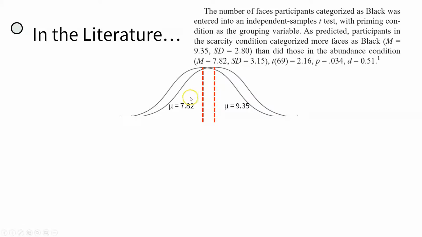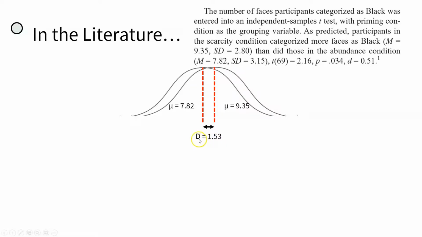So what we have here is these two imaginary populations with a mean of something very close to what the sample means were, and we compute some mean difference here. The difference between 7.82 and 9.35 is a difference of 1.5. And if we were to draw individual people from the scarcity and the abundance conditions over and over again and compare how far apart those people are in this categorization of biracial faces task, we would find that on average they were about 1.53 units apart, faces apart.